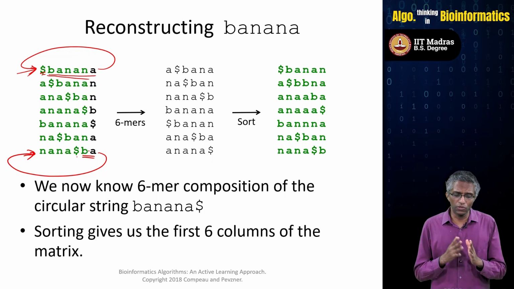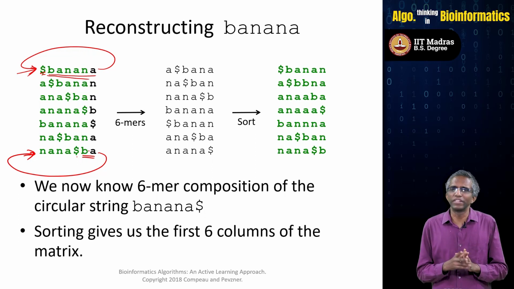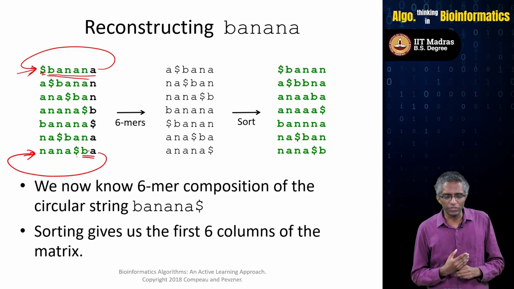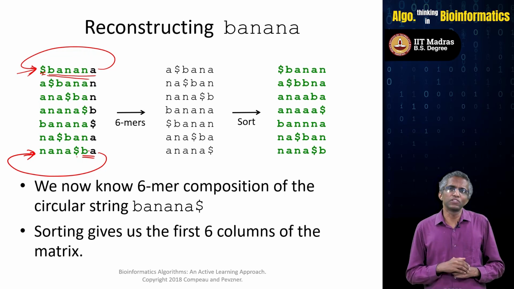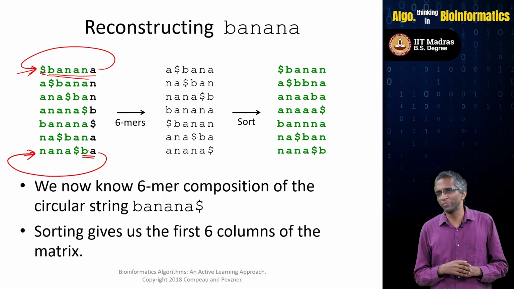But the last column of the matrix will give you the answer of what the full genome is, and you will be able to reconstruct the full matrix for any string. That is the beauty of the Burrows-Wheeler transform, right? In this Burrows-Wheeler matrix, it's the last column that is most important, right? And that is where the magic happens.